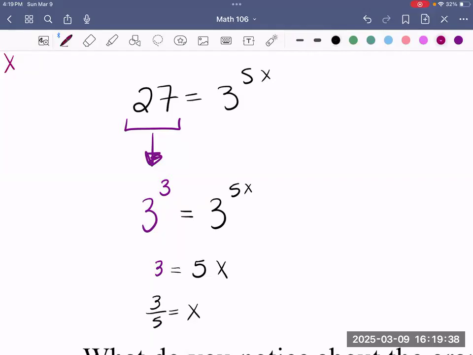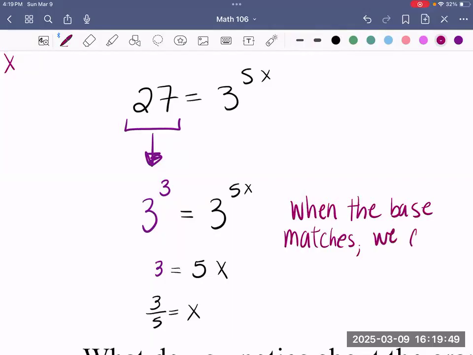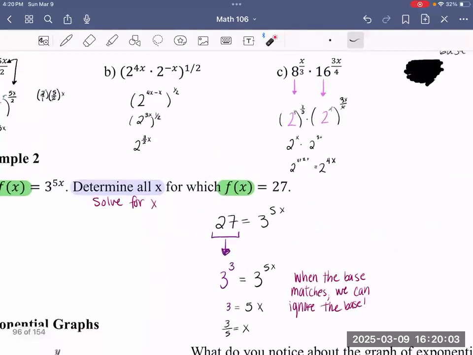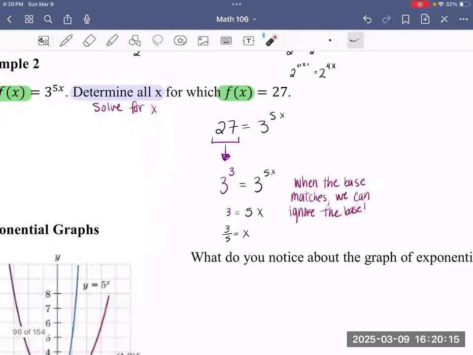Essentially what we've just done is that when the base matches, we can ignore the base. Now, typically you want to get them on either side, but keep in mind what we know from the past. If they're being multiplied together, you're still going to add or subtract your exponents, depending on if it's negative, that sort of thing, and so forth. So don't let all of those ideas kind of just go out on the wayside.